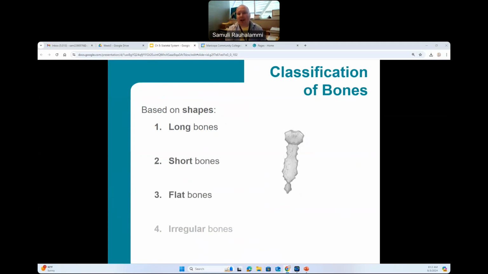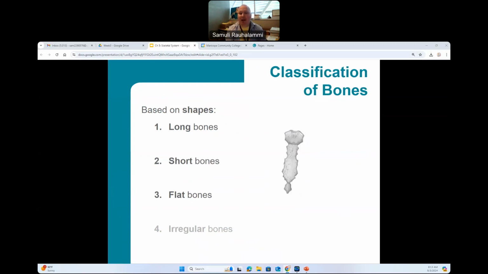The third group that I have here for classification of bones based on their shapes is the bones that are considered as flat bones. These are thin, flattened, and often curved bones. And for example, the bones of the skull could qualify as flat bones. I think ribs would be good examples of flat bones. Your sternum, so the chest bone, and your scapula, again, the shoulder blade, would be good examples of flat bones.